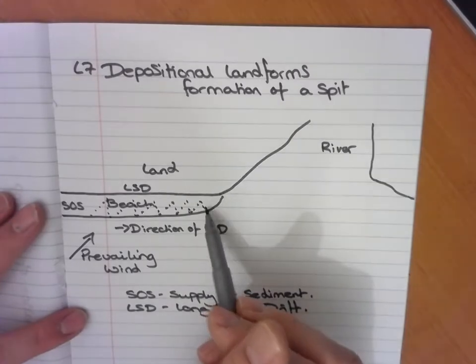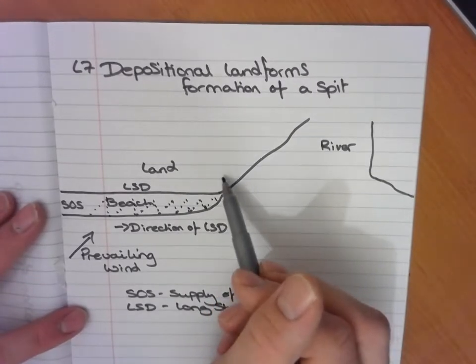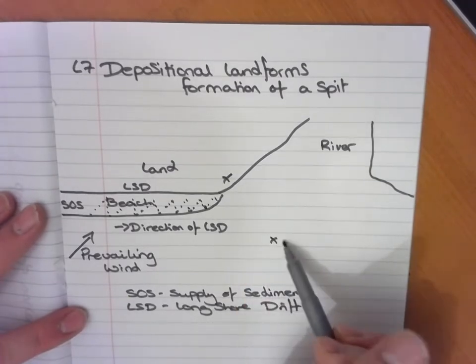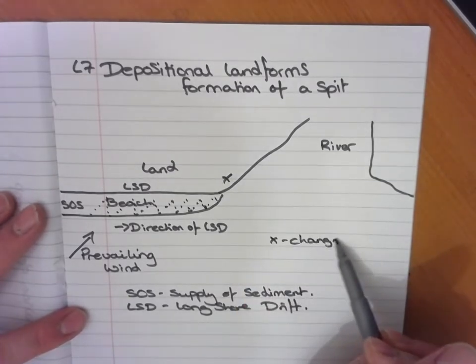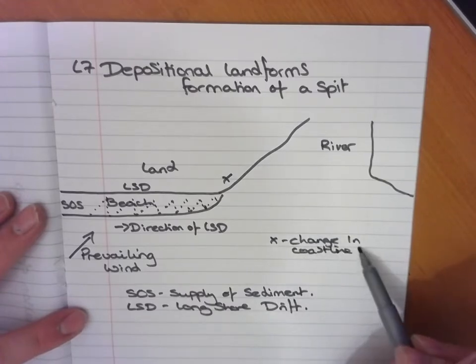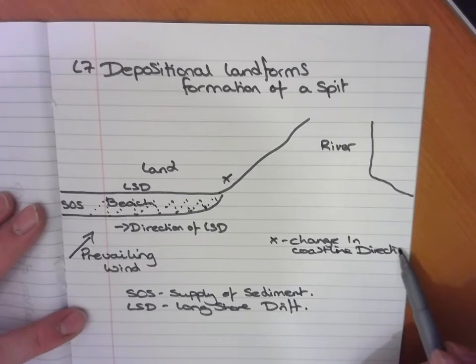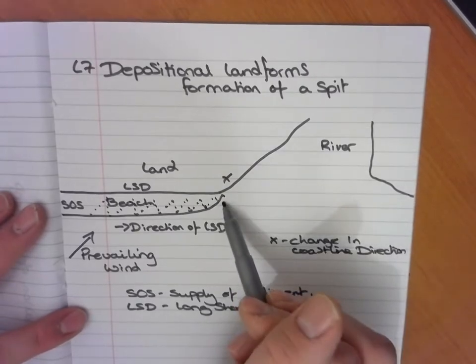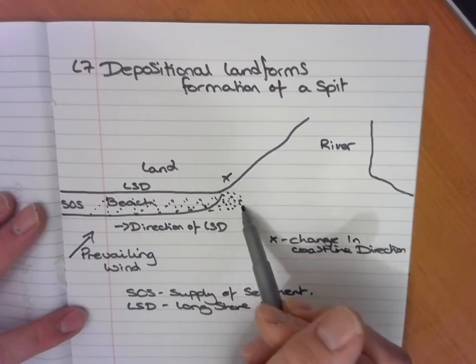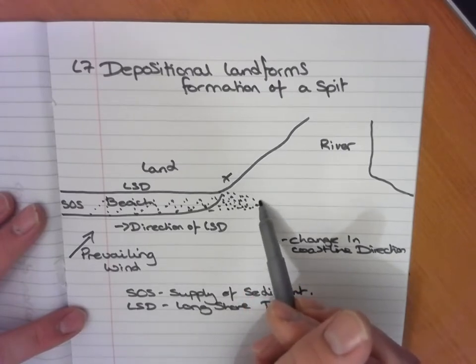When the sediment reaches a change in coastline direction, so I'm going to label that as X, change in coastline direction, the sediment is deposited.